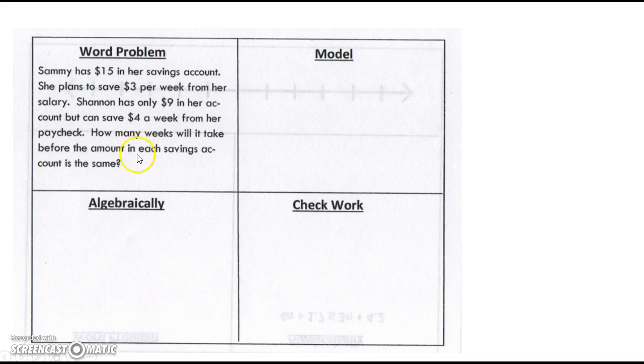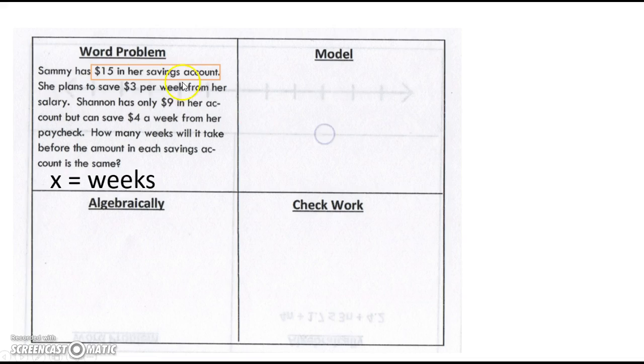So I know it's an equation because it says how many weeks will it take before the amount in each savings account is the same. So equal or the same would be an equation. Second, I know I'm solving for how many weeks because it says how many weeks. So I know X is going to be weeks.